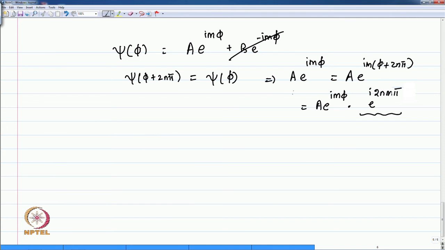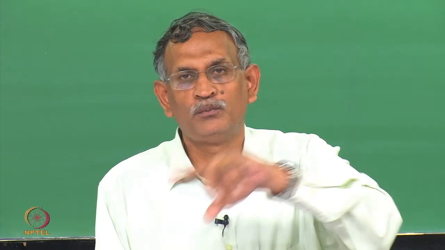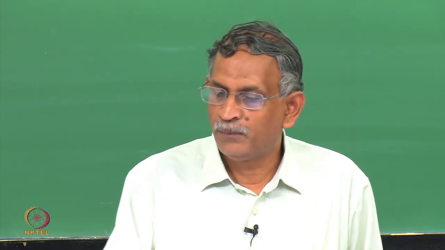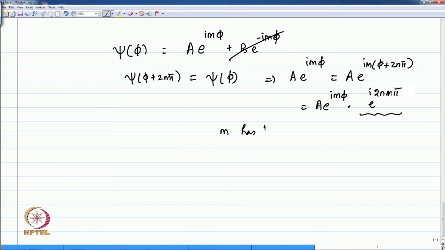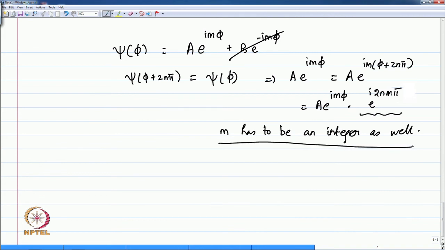If the wave function has to be the same for all such values of repeating phi plus 2 pi, phi plus 4 pi, phi plus 6 pi and so on, then the only possible value for that is that m has to be an integer as well. Okay. That's the quantization.